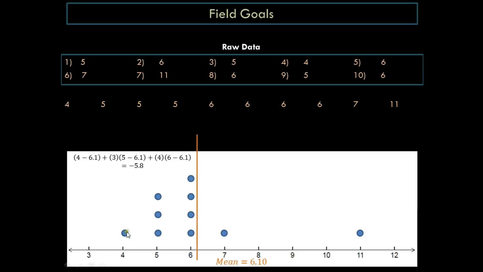Consider this geometrically. Now the sum of all values greater than the mean: we only have 7 and 11. So 7 minus 6.1 is how far it is from the mean. 11 minus 6.1 is how far it is from the mean. The sum of these is 5.8. So as you can see, the sum of all the deviations from the mean will add up to 0. So there you go.